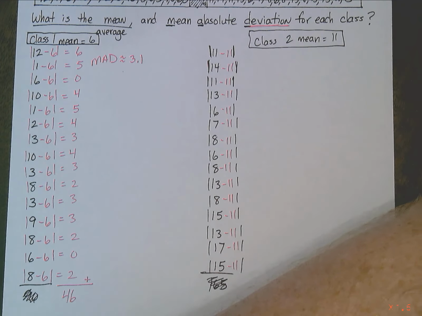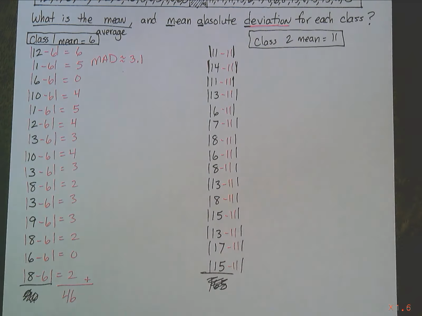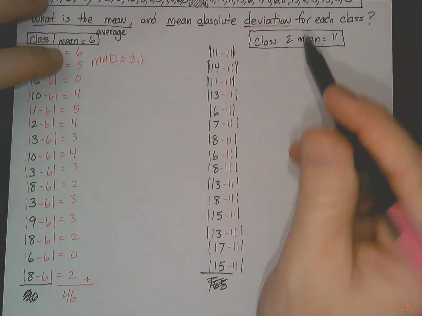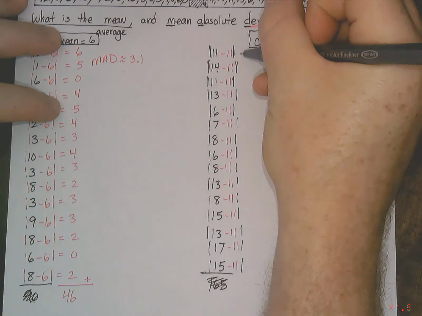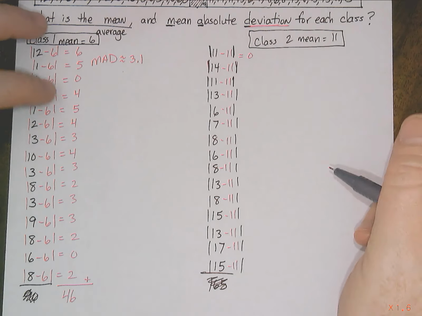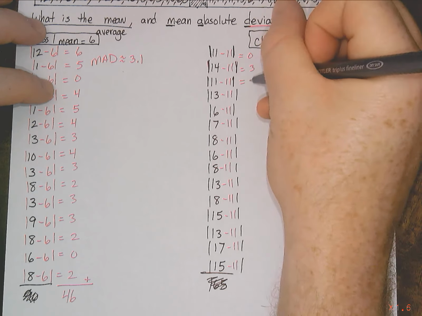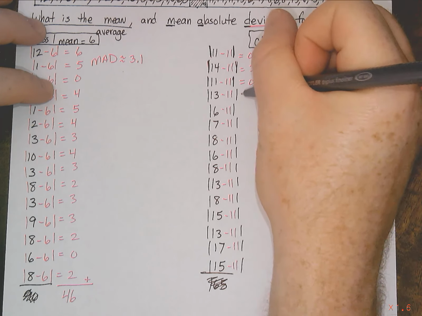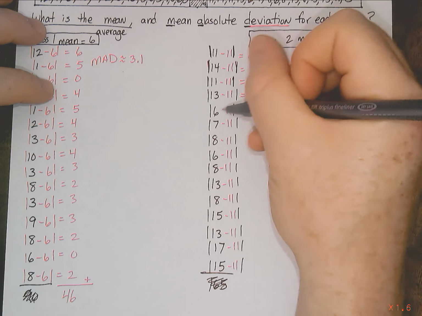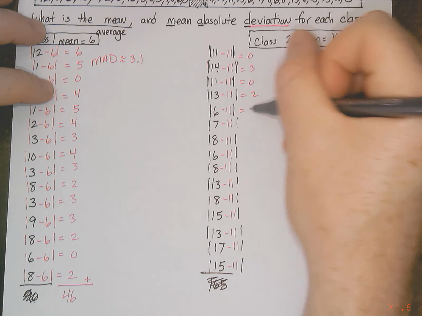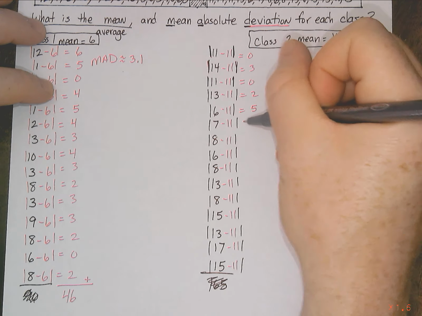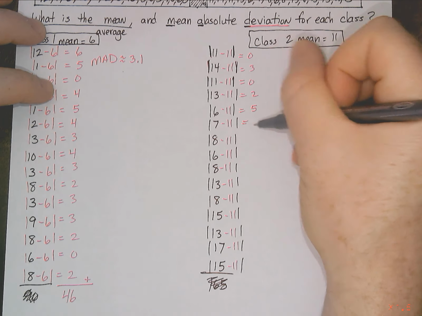We're going to find out what the value is for each one. So the first person that ran 11 miles, well, the average was 11, so they ran the average. So there was no difference. There was no deviation there. This one, 3 miles extra. This one ran the average. This one ran 2 miles extra. This person ran 5 miles below average. This person, 4 miles below average.